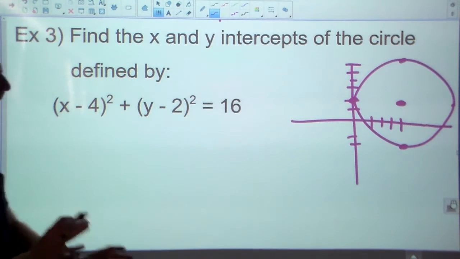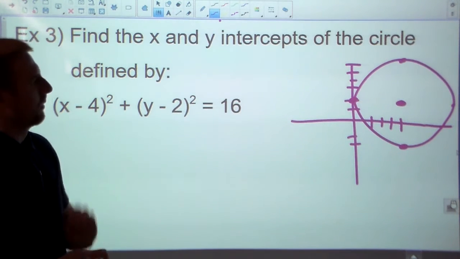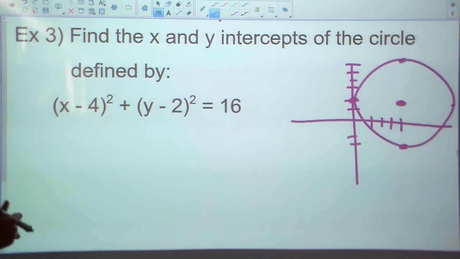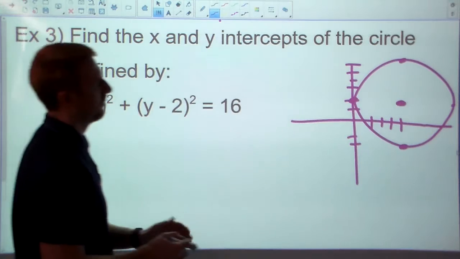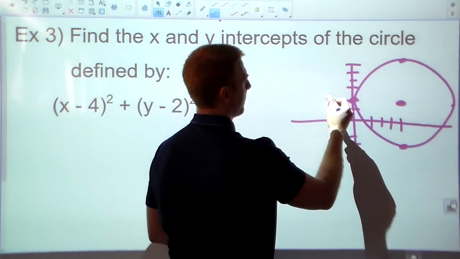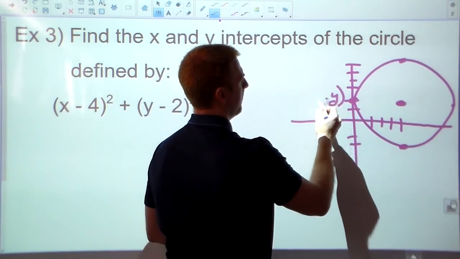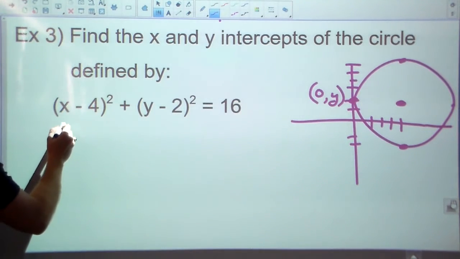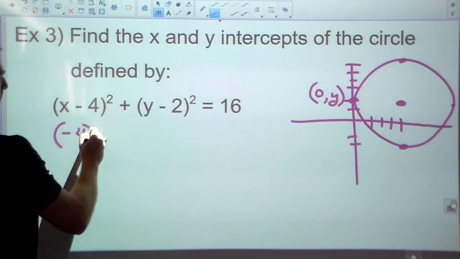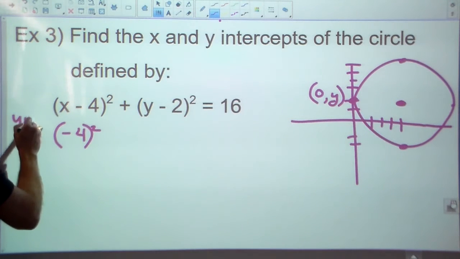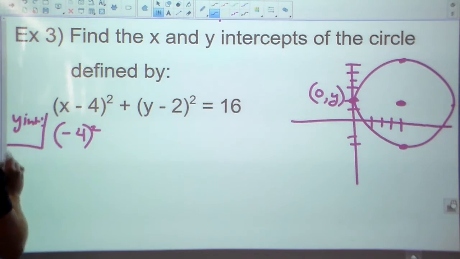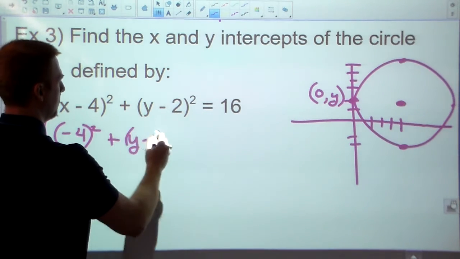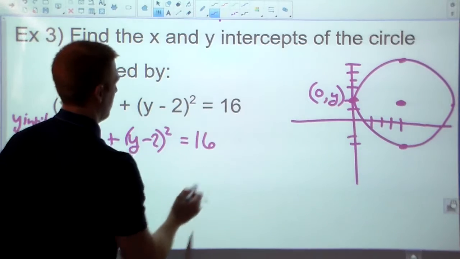So I've got a sketch, I've got an idea. I'm going to start with that y-intercept because I'm pretty confident it's a 2. And I think I can check that pretty easy. So this coordinate right here, I'm pretty sure it's 2, but it's definitely going to be 0 for the x. So we'll put in 0 for x, and that's going to give me -4 squared. So this is the y-intercept. So -4 squared plus y minus 2 squared equals 16.